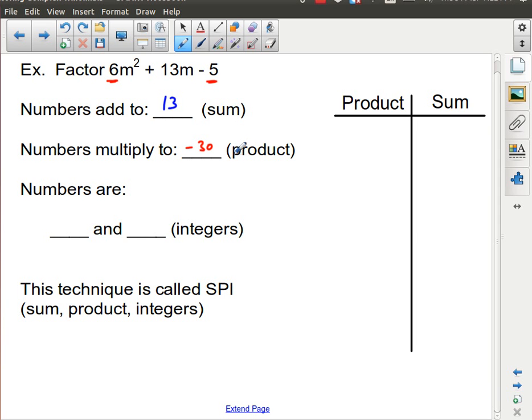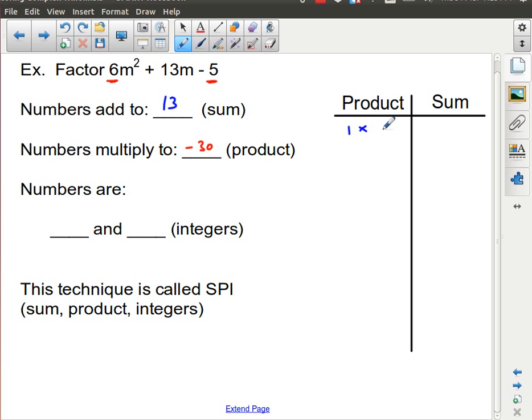The reason for that is that there are a finite number of combinations that will give me negative 30. But there are an infinite number of ways to add up to 13. So there's no point in starting with something that has an infinite number of solutions. We start with a finite number of solutions. And in this case, I'm actually going to always start by ignoring the negative sign. So how can I multiply things together to end up getting negative 30 but positive 13?